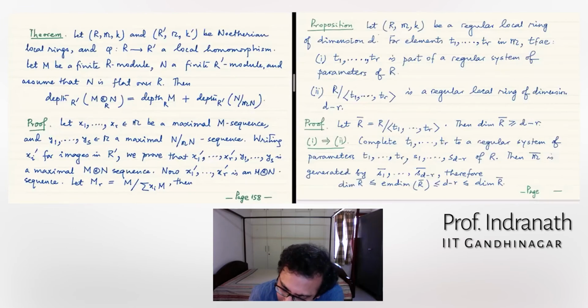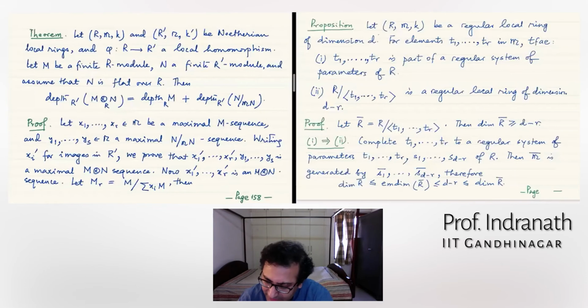So you have Noetherian local rings and a local homomorphism, and M is a finite R module and N is a finite R dash module. If N is flat over R, then you have this equality of the depth: the depth of M tensor N as an R dash module is the depth of M plus the depth of N mod mN over R dash. This is very, very useful. You will see it a little later. Let us prove this first.